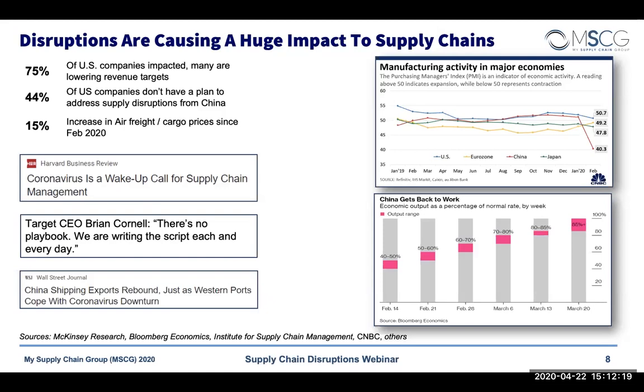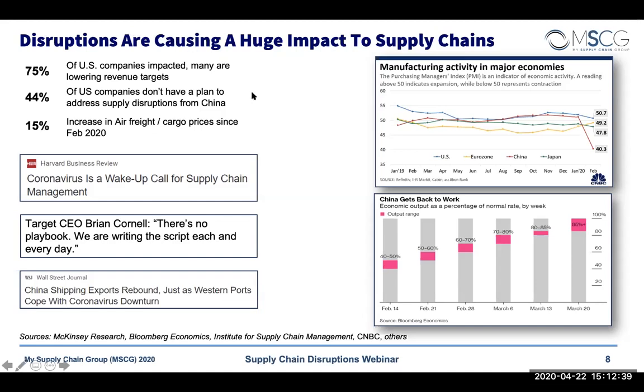It has indeed been a wake-up call for supply chain management. Companies always claim to have risk mitigation strategies, but now they don't seem to be sufficient. The CEO of Target said, hey, there is no playbook. We are writing the script each and every day on the fly, which also means the ability to respond to new situations on the fly.